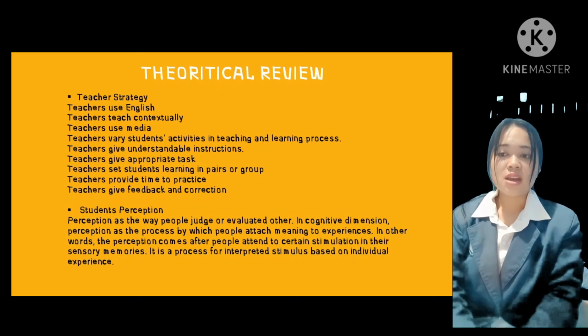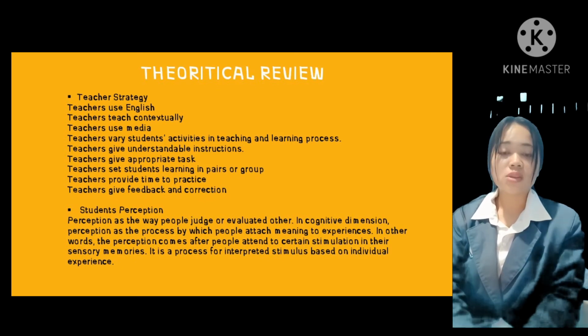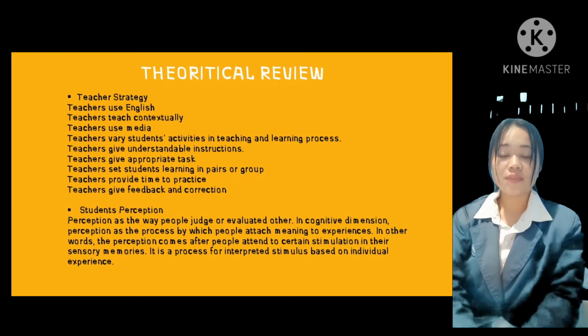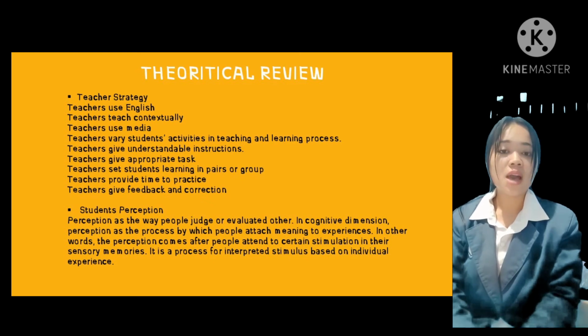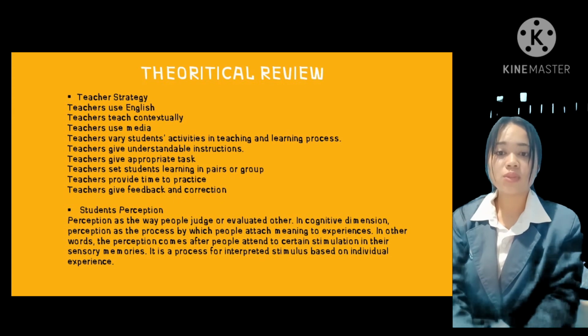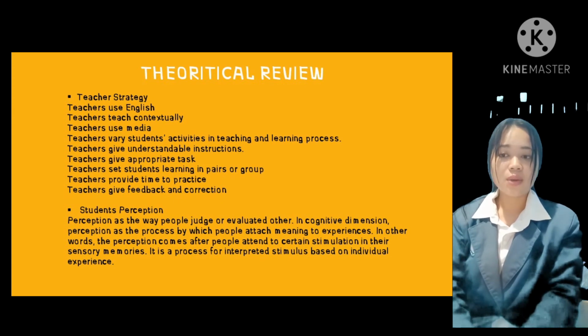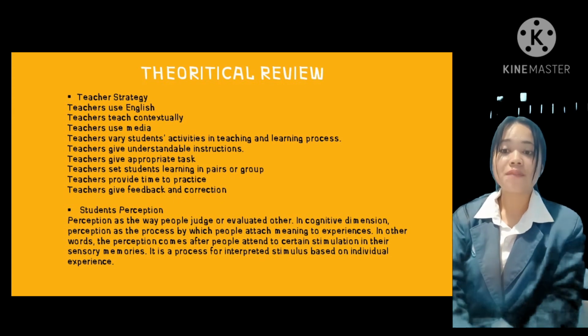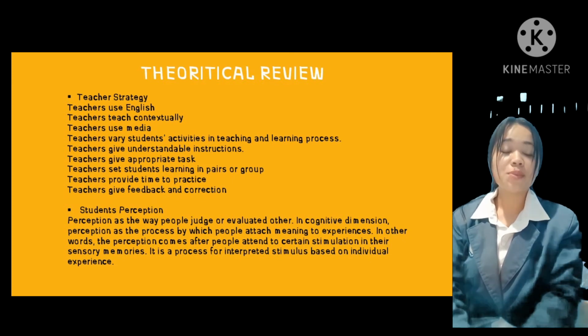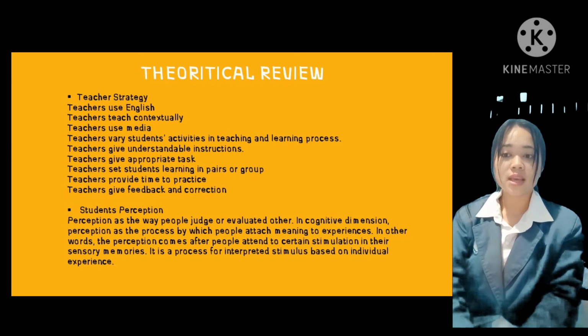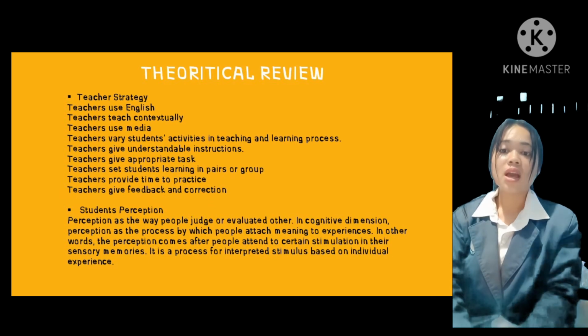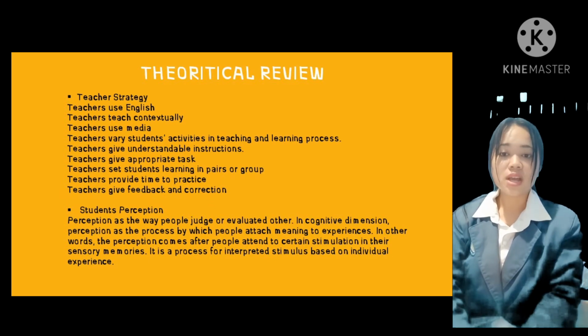Student perception. Perception is the way people judge or evaluate others. In the cognitive dimension, perception is the process by which people attach meaning to experience. In other words, perception comes after people attend to certain stimulation in their sensory memories. It is a process of interpreting stimuli based on individual experience.